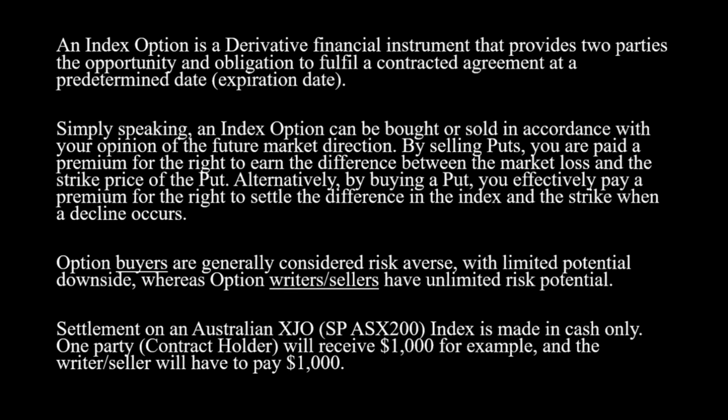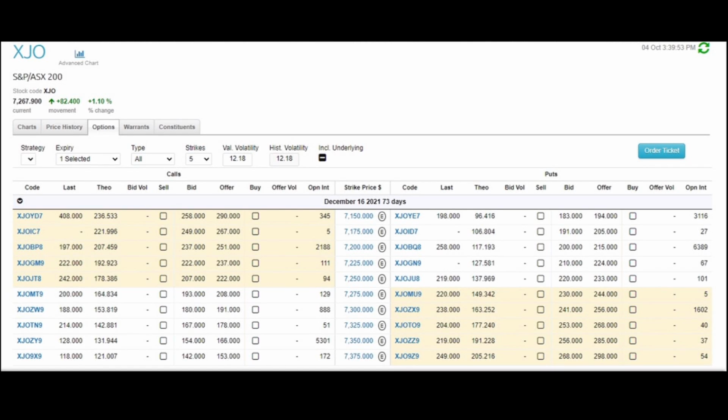Alternatively, by buying a put, you effectively pay a premium for the right to settle the difference in the index and the strike when a decline occurs. Option buyers are generally considered risk averse with limited downside potential, whereas option writers or sellers have unlimited theoretical risk or risk potential. Settlement on the Australian XJO, also known as the S&P ASX 200 index, is made by cash only. One party or the contract holder will receive, for example, $1,000, and the writer or seller will have to pay that $1,000.